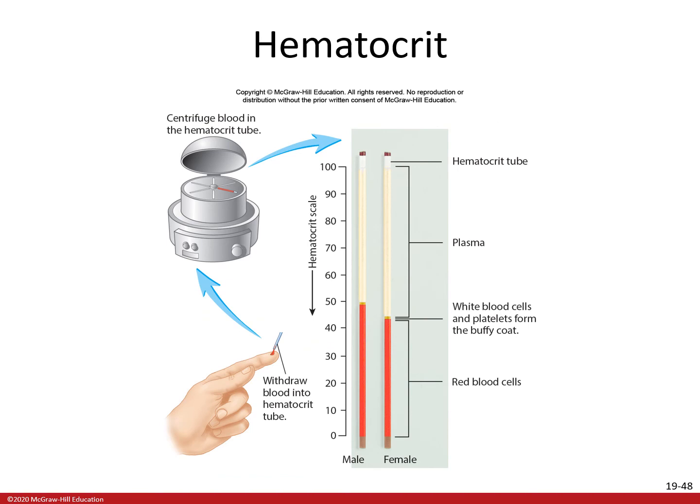Here we have a hematocrit. So you are going to put this sample of blood into a centrifuge while it is in a hematocrit tube, and this is going to show you this separation of plasma, white blood cells, and red blood cells. And so obviously, as you can see from this little illustration, there is a difference between males and females in how much plasma to red blood cells there's going to be.